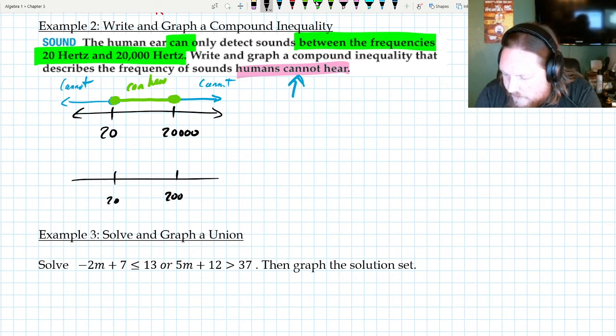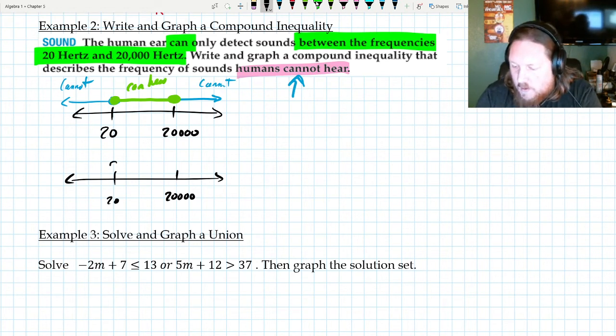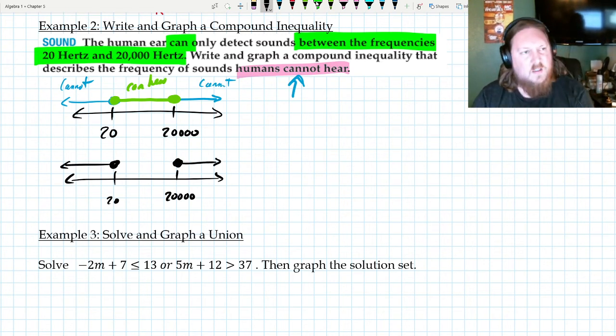20, 20,000. And it says the sound's between 20 hertz and 20,000 hertz, so that must mean they can't hear those. So here I want to have solid dots. The dots on this one in particular for this word problem are a little bit goofy because they're not very clear on whether 20 hertz is something that you can hear or can't hear. So I wouldn't be too worried about that.